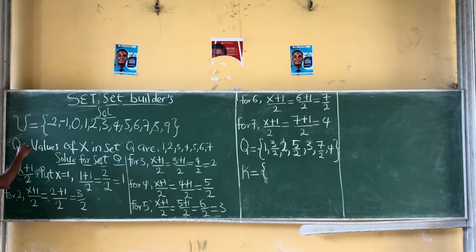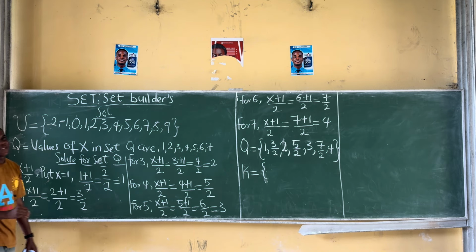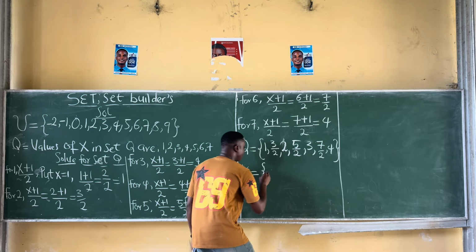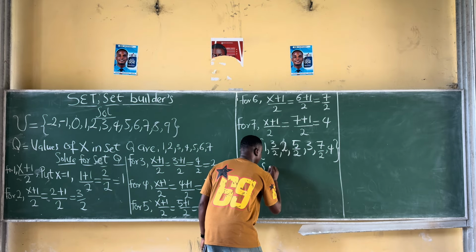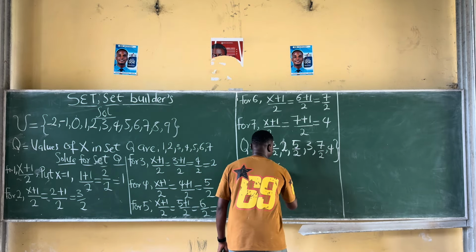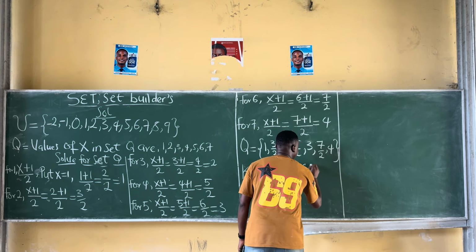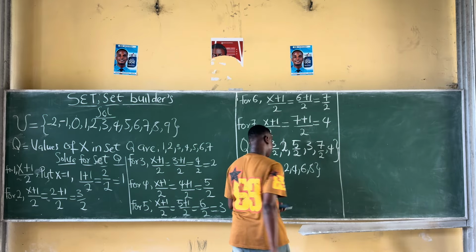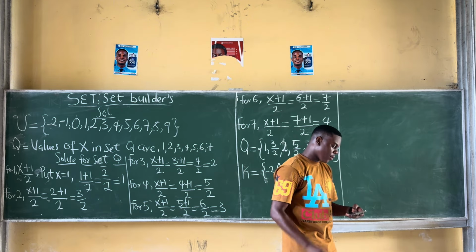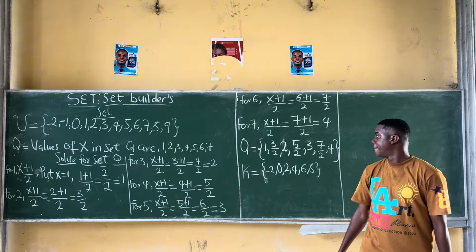Look at -2 here. -2 is an even number, do you know? So it means we have to begin with -2. We don't just leave it because K is a subset of U. Do you get it now? So we begin with -2. So the even numbers: -2, then 2, 4, 6, 8. That's all.